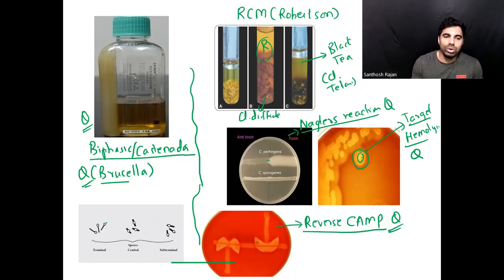See the spores, I don't take the example of spores. This spore can be terminal, central, or subterminal. Subterminal is the most common one. Central is only in a few places, for example in Clostridium bifermentans.